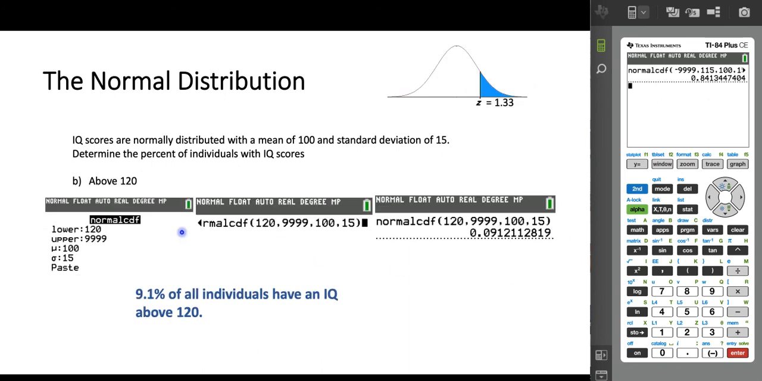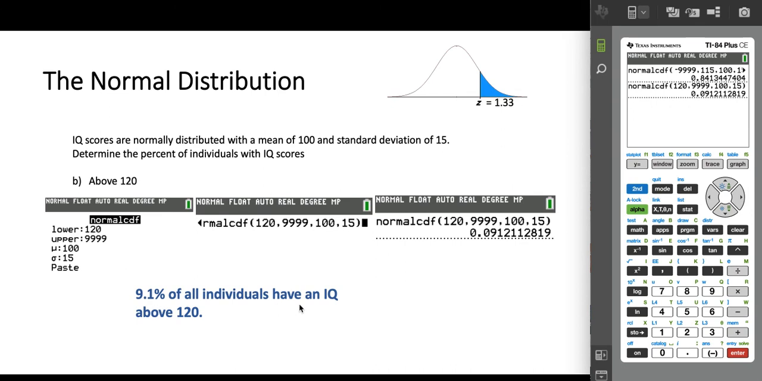Okay, let's look at the next one. In the next example, we want the percent of individuals with IQ scores above 120. The z-score is 1.33. You're going to have to do 1 minus the area to the left of 1.33 if you're doing it using the chart. But on the calculator, we'll go to the distribution menu in the CDF function. The lower value is actually 120. The upper value is a really, really big number, like 9,999. The mean is still 100. Standard deviation is 15. And plug that into your calculator. Press enter. And the area to the right is 0.0912. When we change that to a percent, it's 9.1% of all individuals have an IQ above 120.